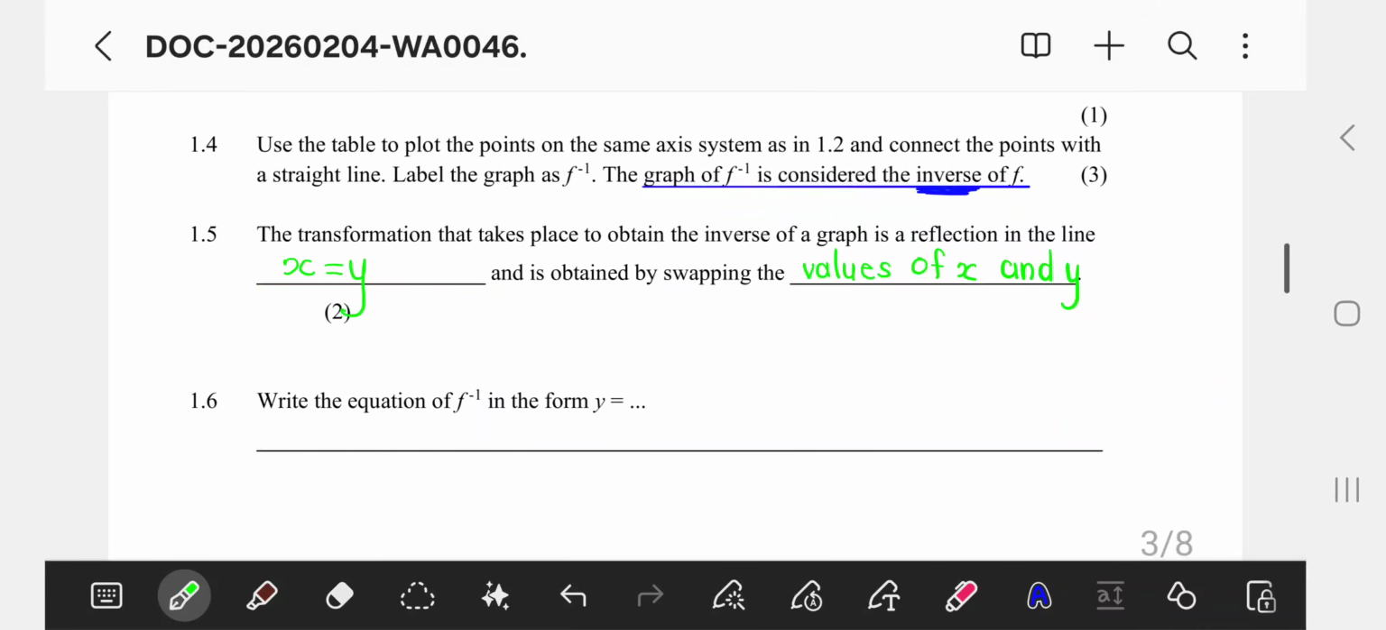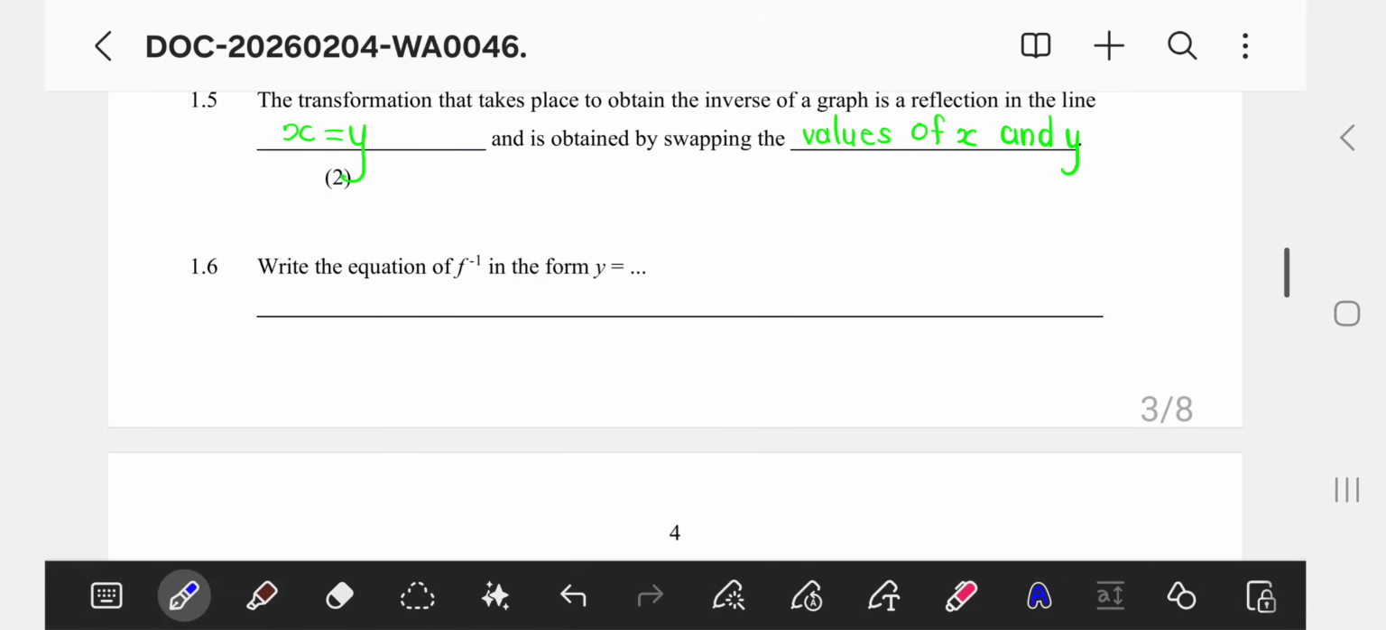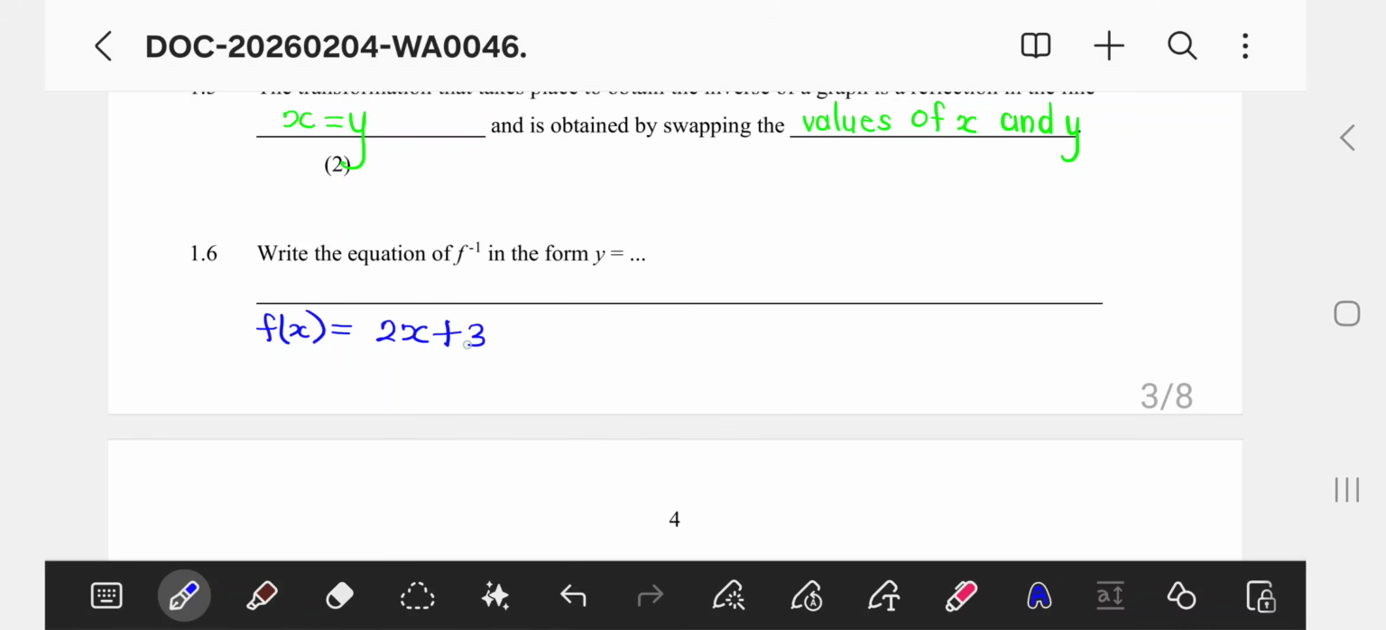And now 1.6 says write the equation of f to the -1 in the form y is equal to. So since they've only given you space here for the answer, I just want to work underneath this and show you how we get that. Okay, the equation of f was given to you as 2x plus 3. Now I just want to rewrite this where I replace f of x and I write it as y, because f of x is y, right? Step 1 is to swap x and y. So we're going to say x is equal to 2y plus 3.